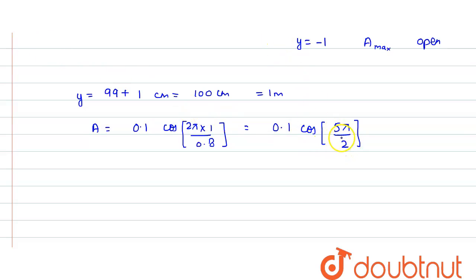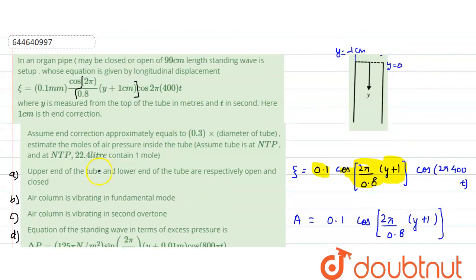Now what is the value of cos 5 pi by 2? Its value would be equal to 0. That means at this location amplitude is 0, which means it would be the closed end. So we can say that our upper end is the open end and the lower end is the closed end. Here the options are given as upper end closed and lower closed, or upper end open and lower closed. So A is the correct option.